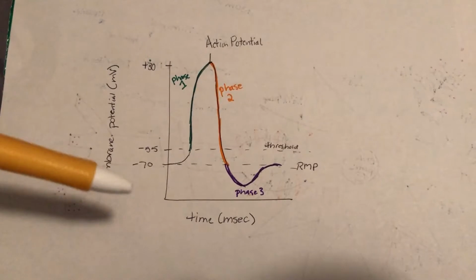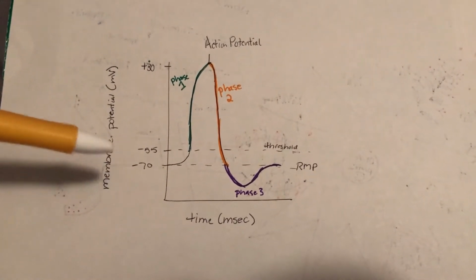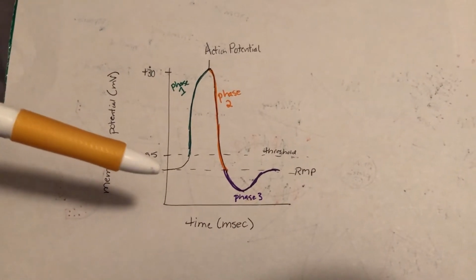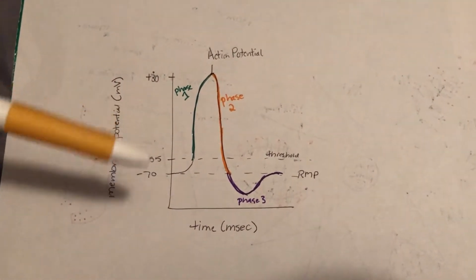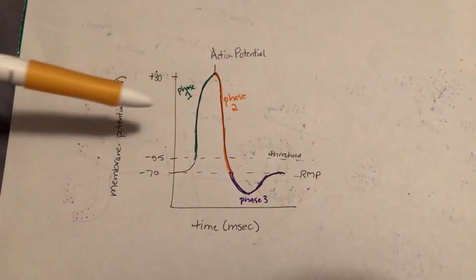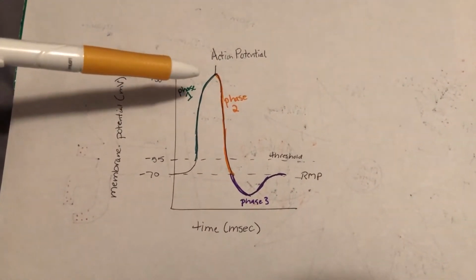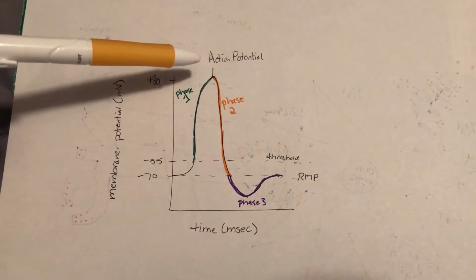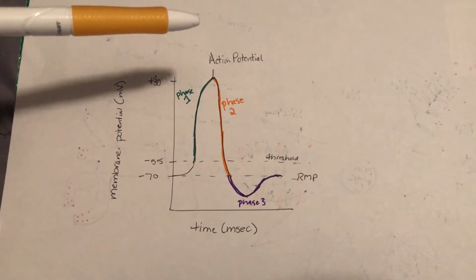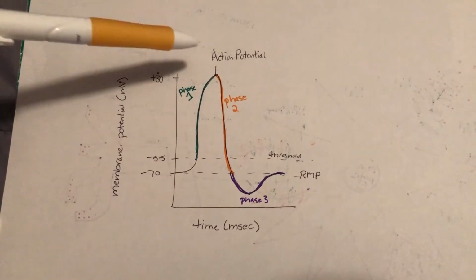Threshold is reached by the depolarization from sodium entering. And then phase 1 is as more sodium enters, it depolarizes even more. But then once it reaches +30 is when an action potential happens, and that will cause a neurotransmitter to be released at a synapse.